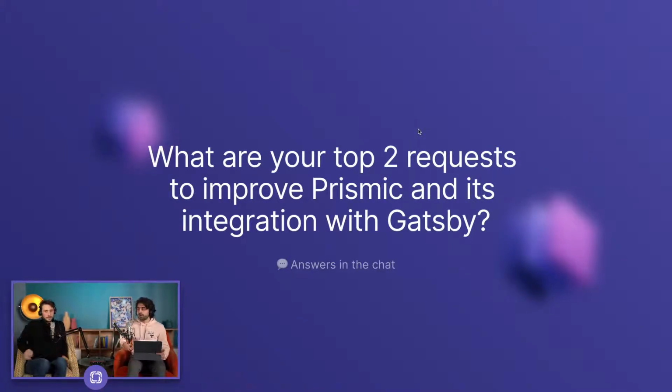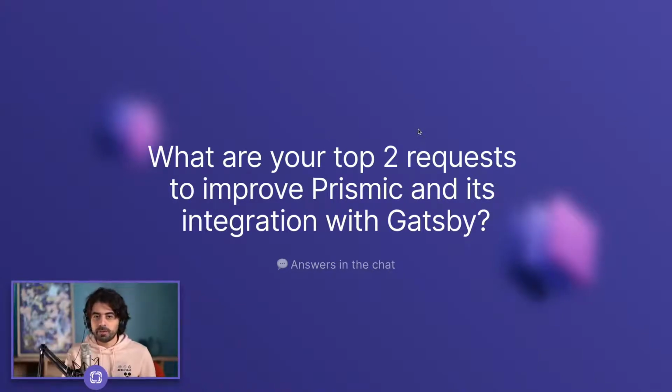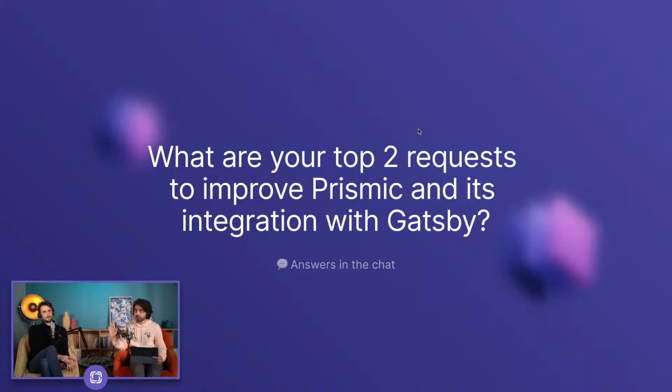So now, okay, we had this long discussion and we gave you context on that. You are still a Gatsby user with Prismic, and maybe you use other things than Prismic, but the question here for me is, what if you had the choice to make 2 requests to Prismic to improve Prismic or Prismic plus Gatsby? It could be, I really would like Prismic to improve this, or I really want the integration between Gatsby and Prismic to support this thing of Gatsby. What would be your 2 requests to Prismic? It could be something not related to Gatsby, that's fine.